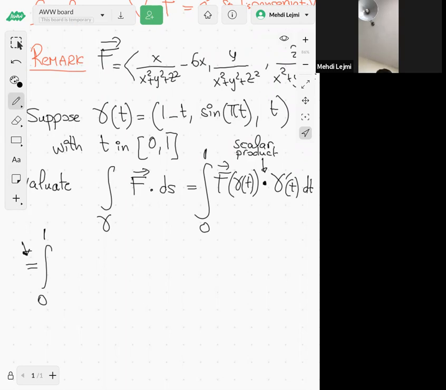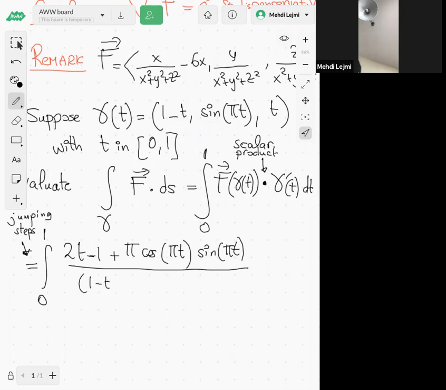Here I'm jumping a couple of steps. All I'm saying is, if you evaluate this vector field F along gamma of t, scalar product with the tangent vector to the path gamma, then you're going to end up with, and I'm jumping a couple of steps because we know, guys, how to compute this vector line integral, the integral of 2t minus 1 plus pi cosine of pi t sine of pi t, over 1 minus t squared plus sine squared of pi t plus t squared, because of the x squared plus y squared plus z squared.